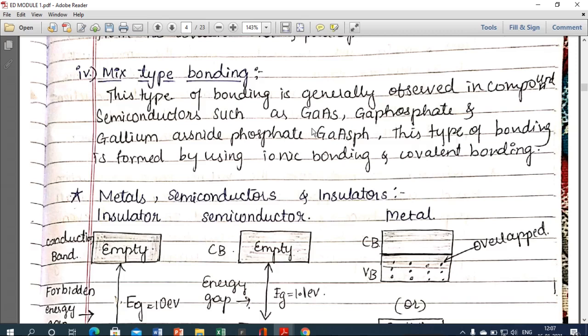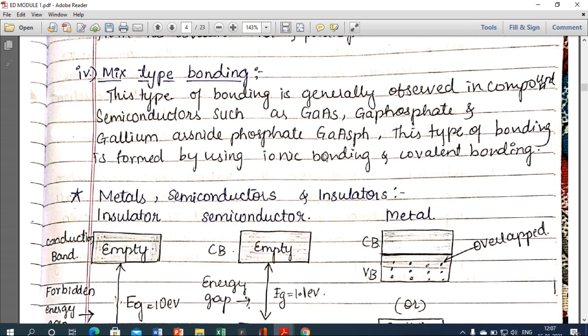This mixed type bonding can also be easily broken down when you apply a particular voltage. This mixed type bonding can be formed using ionic bonding and covalent bonding. The combination of ionic and covalent bonding is used to form mixed type bonding, and the materials used are gallium arsenide, gallium phosphate and gallium arsenide phosphate. So these are the three types of semiconductors which are mixed to form the mixed type bonding.